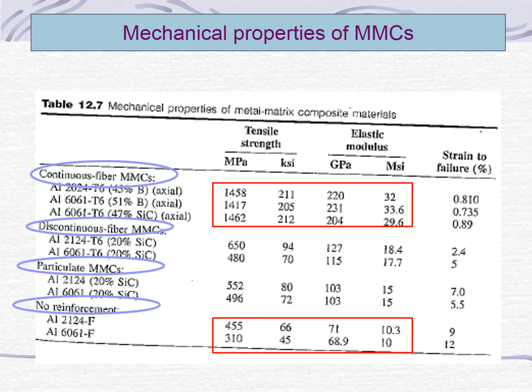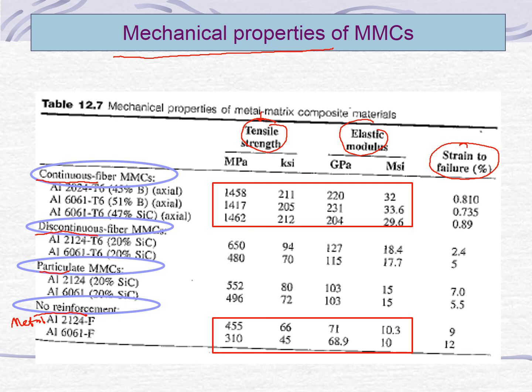Okay, this is about the mechanical properties of MMC. You can see various types of MMC according to the shape of the fibers, particulate, and no reinforcement, only the metal. The columns are about the tensile strength, elastic modulus, and percent strain to failure.